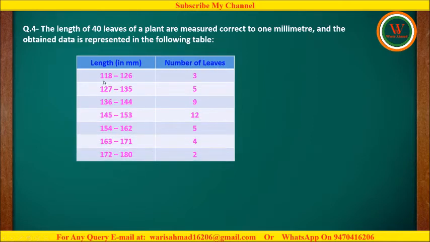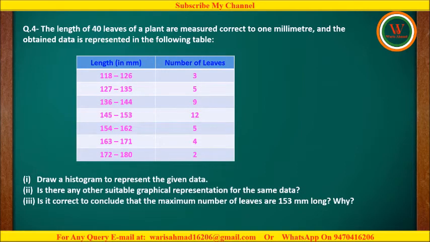Here length is given 118 to 126. Length of leaf, number of leaves is given 3. 127 to 135, number of leaves given 5 and so on. The very first question is draw a histogram to represent the given data. Second question is there any other suitable graphical representation for the same data?